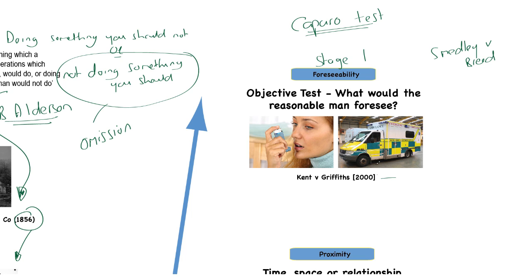But in this case, the court decides that as there was only one person involved, and that person would foreseeably suffer further injuries by a delay, we could therefore establish proximity. We could foresee the injury. It is foreseeable that an injured person waiting for an ambulance may have more severe injuries if there is a delay. So when you are trying to prove foreseeability as the first stage of the Caparo test, you can use Donoghue, you can use Smedley, but I would use Kent versus Griffiths to demonstrate precisely what we mean by foreseeability.